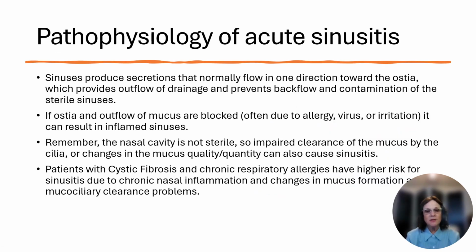So what's happening in acute sinusitis? Well, the sinuses produce secretions that are supposed to flow in one direction from the ostia, which provides that outflow of drainage, and it's not supposed to have any backflow. Preventing that backflow is important because it prevents contamination of the sterile sinuses. But if there's blockage of that outflow, usually because of an allergy or a virus or an irritation of some sort, it causes the sinuses themselves to become inflamed. And remembering that the nasal cavity is not sterile, impaired clearance of mucus by the cilia, or if the mucus changes its quality or quantity, any of those things can cause sinusitis.